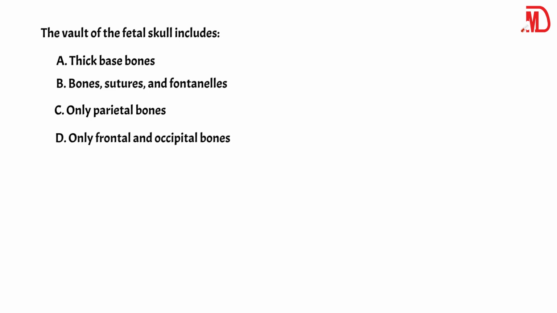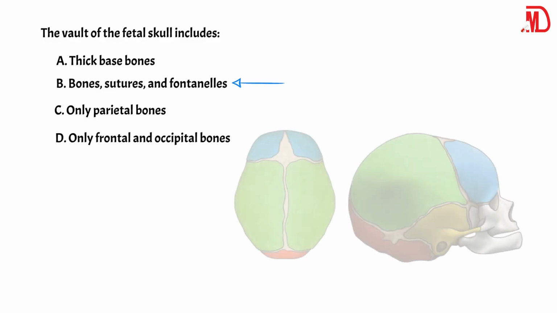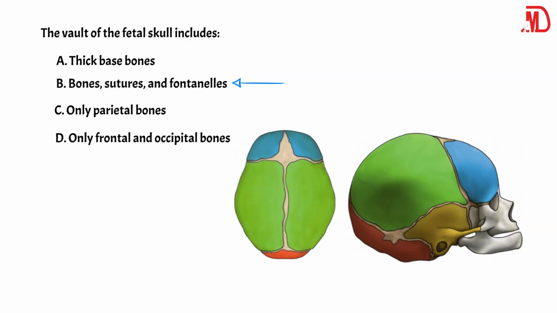The vault of the fetal skull includes: A. Thick base bones, B. Bones, sutures, and fontanelles, C. Only parietal bones, D. Only frontal and occipital bones. The correct answer is B. Bones, sutures, and fontanelles. The vault of the fetal skull forms the roof and sides of the skull.